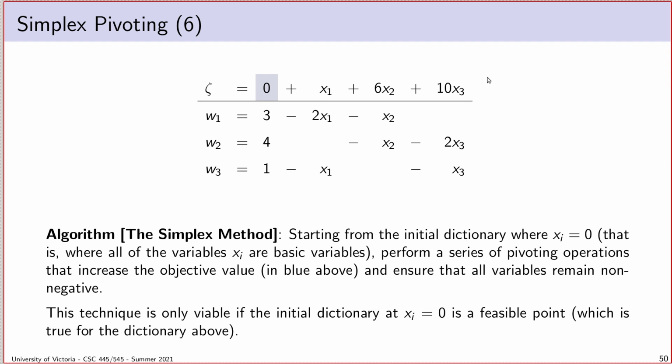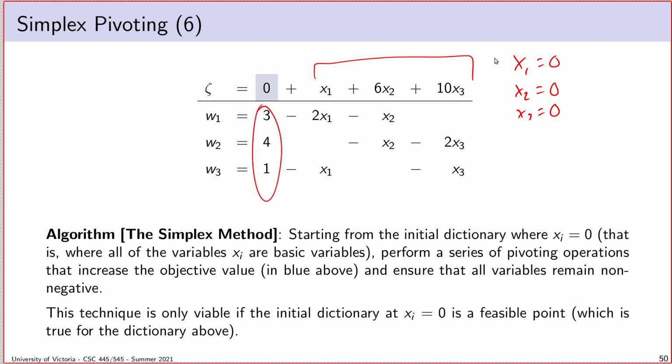They will be the non-basic variables. So here is the simplex method. I'm going to start from this initial dictionary where x1, x2, and x3 are equal to 0. And we can observe that the point 0, 0, 0, so x1 equals 0, x2 equals 0, x3 equals 0, is feasible for this LP. We'll see later that you can tell whether it's feasible by whether all of these numbers are non-negative.